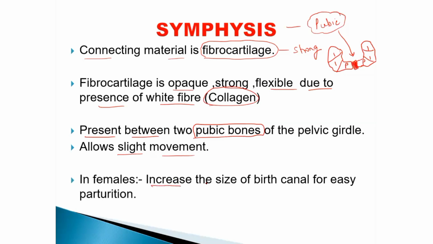In female, what role does it play? It increases the size of the birth canal so that the baby's delivery takes place very easily. For easy parturition, the pubic bone has to stretch a little bit. Otherwise, it will become very difficult for the baby to take birth. So in female, pubic symphysis is functional, but it is not functional in case of male. In male, it is of no use.